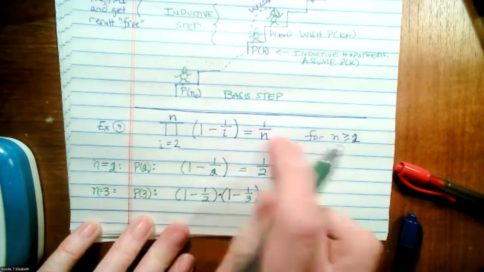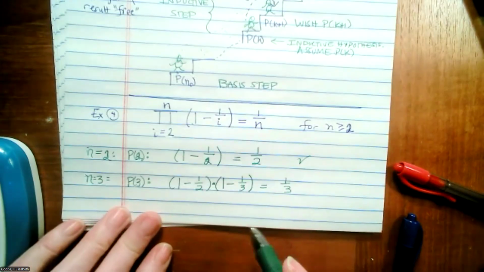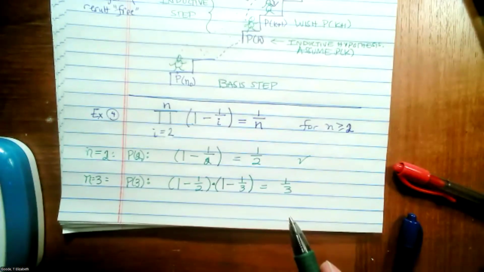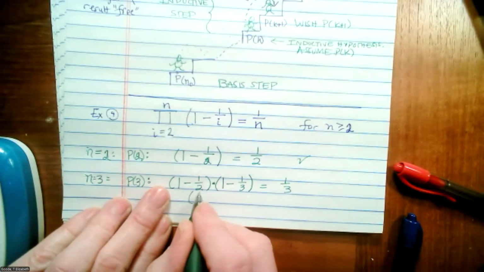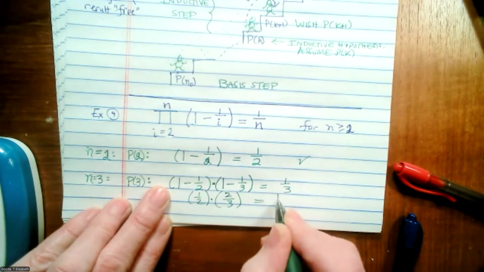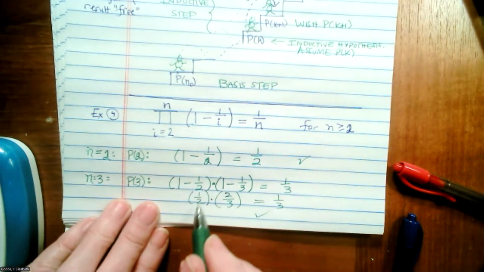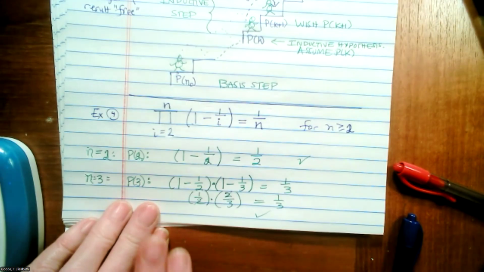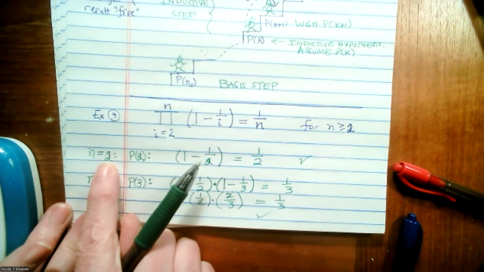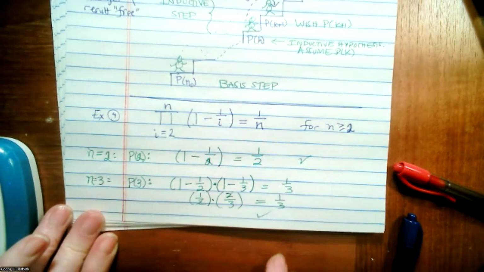I'm not sure that this is a true statement. I might have to go check the book. Let's just check it. If it's not true for 3, then it's not the right statement. All right, so this is 1/2. This is 2/3. Oh, that is 1/3, right? Because the 2's cancel. I think this is the right statement. I think it starts being true at 2. It wasn't true for 1, but it's true at 2.